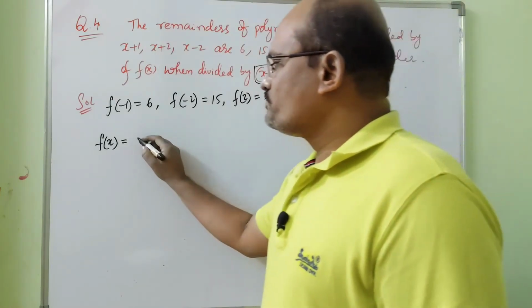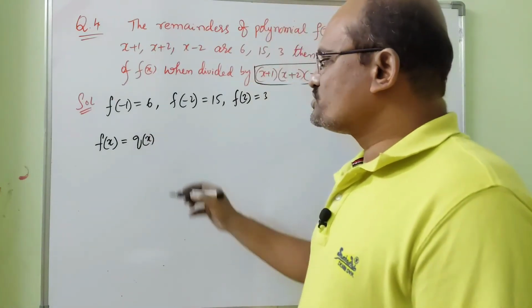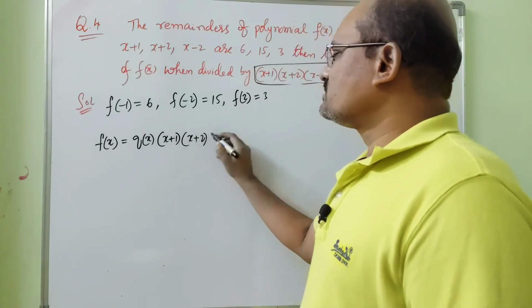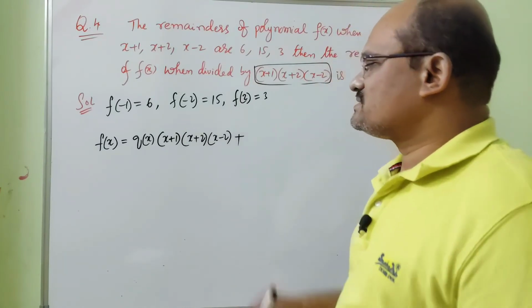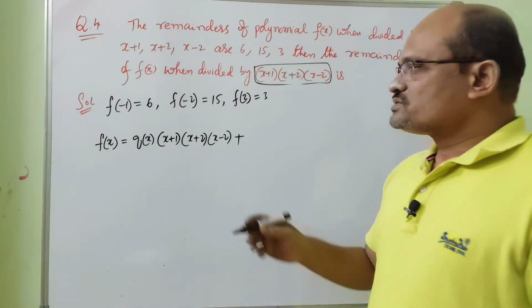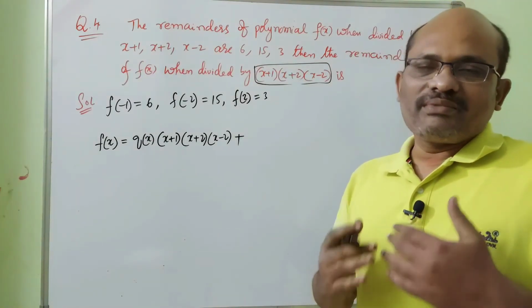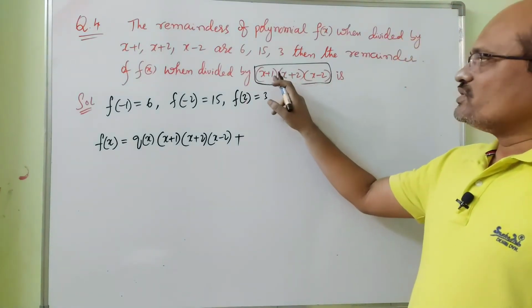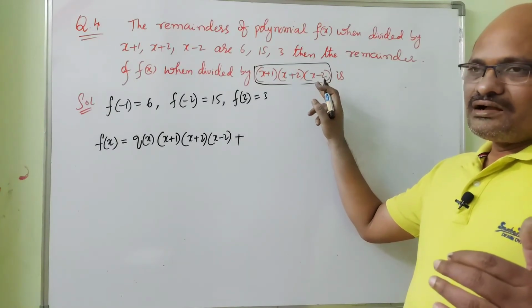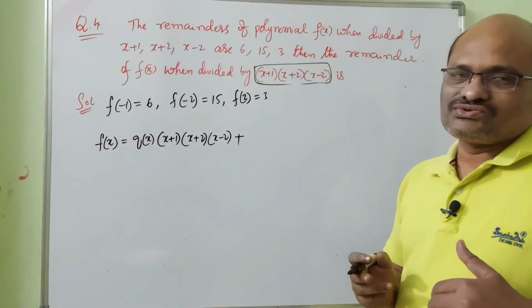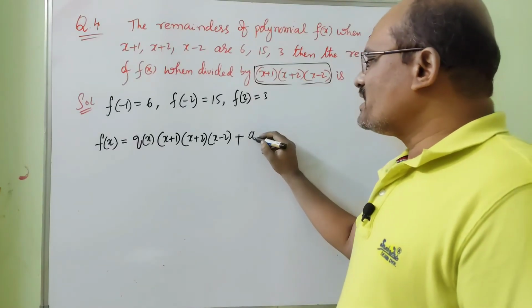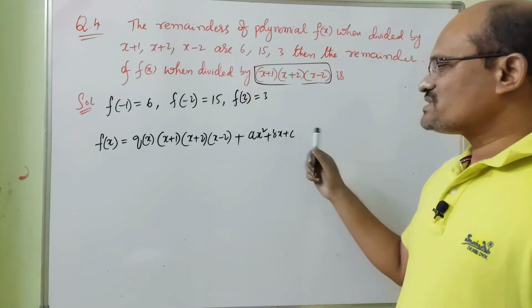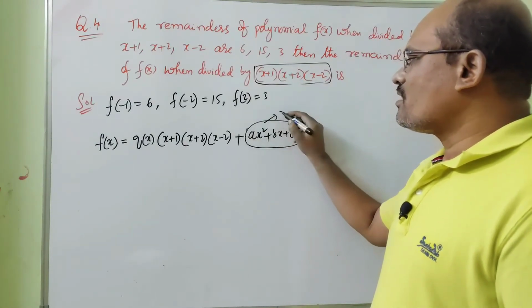f of x is equal to q of x, that is the quotient, into the divisor. What is the divisor? The product of the three factors, plus the remainder you have to write. Students, I told you the degree of the remainder should be less than the degree of the divisor. When you multiply these three, the degree will be 3. So the remainder degree should be less than 3, so it must be second degree. So assume the second degree polynomial ax square plus bx plus c. This is the remainder, r of x.